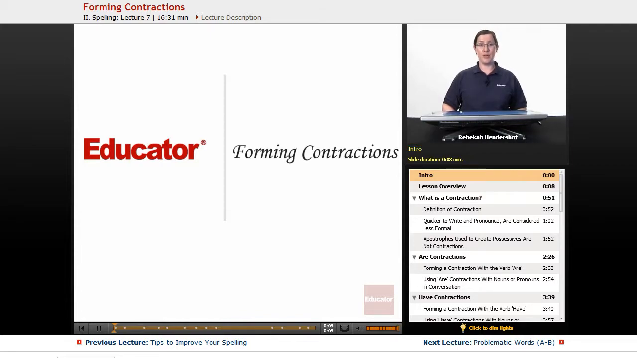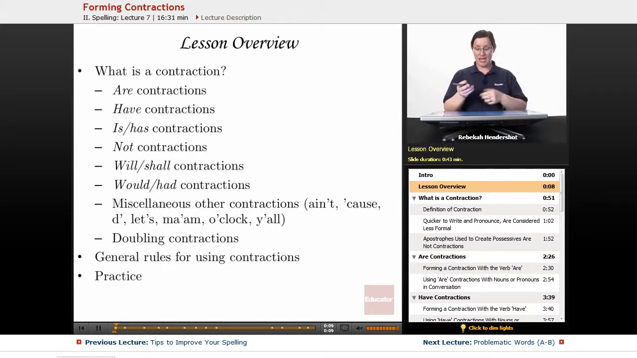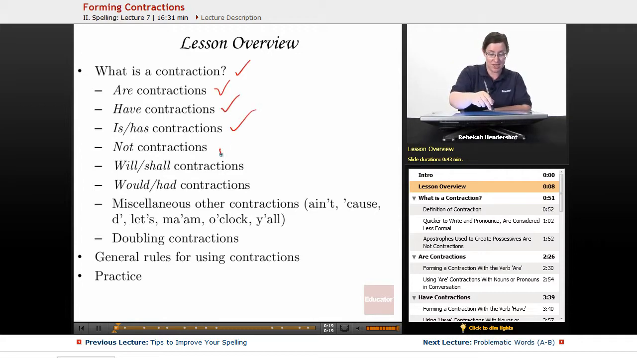This lesson is on forming contractions. Let's get started. Okay, we begin as always with a brief lesson overview. We're going to ask what is a contraction, and then go over some of the more common contraction forms in English: are contractions, have contractions, is and has, not, will and shall, would and had, and, of course, miscellaneous other contractions, because it wouldn't be English if it didn't have exceptions.